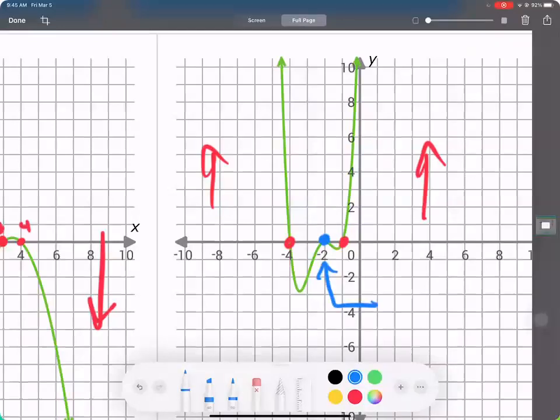The trick is, if you end up with a multiplicity that's even, you bounce off your root. Whenever you have a root that happens an even number of times, you don't cross over like we did here. We end up bouncing. And that's for a different discussion later.